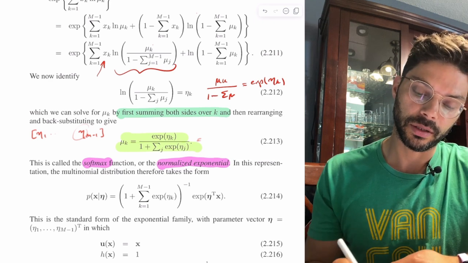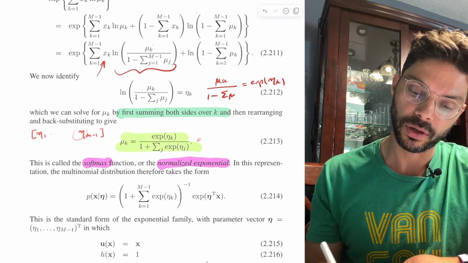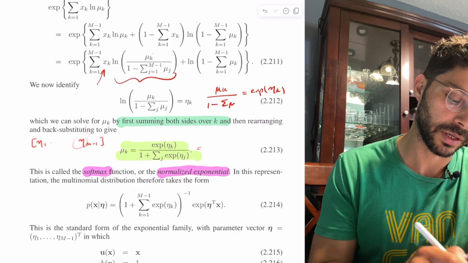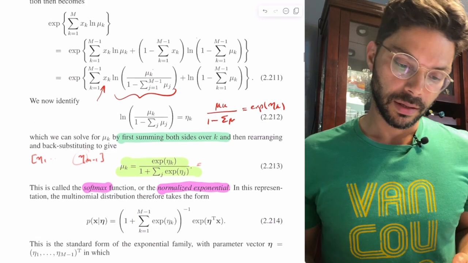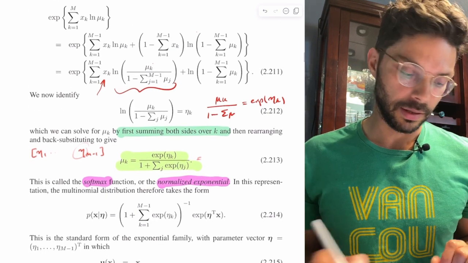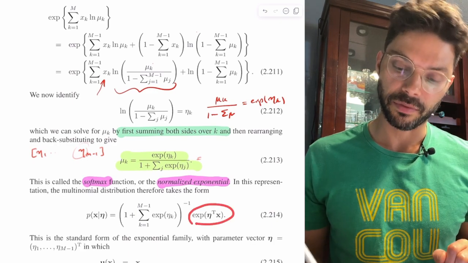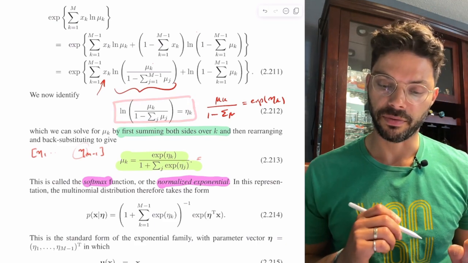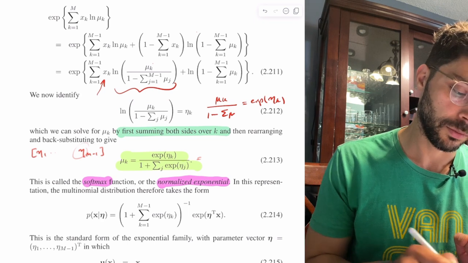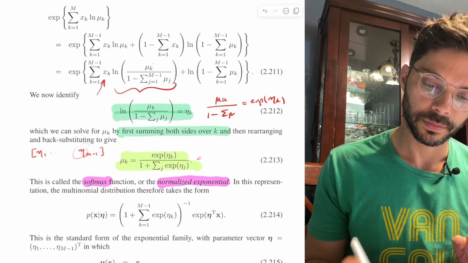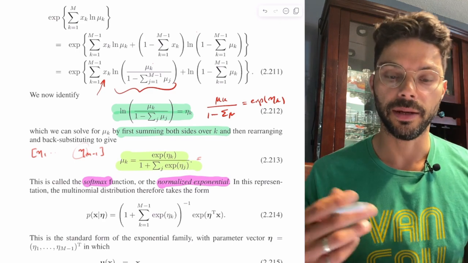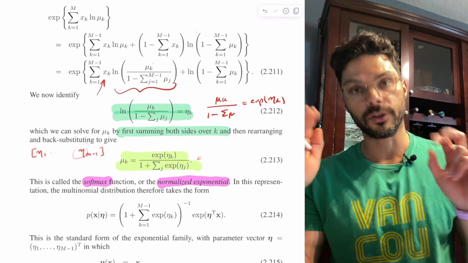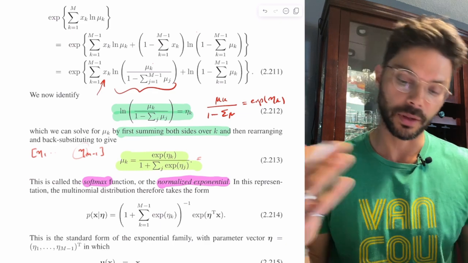In this representation, the multinomial distribution therefore takes the form so and so. So let's have a look at this. We've got the exp of eta multiplying by x, and we've got our eta defined up there. Let me highlight that too. So that's cool. Again, look at this parameterization. It's not the human parameterization, it's the natural parameterization for the exponential family.